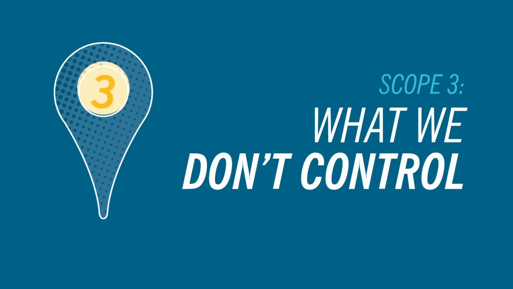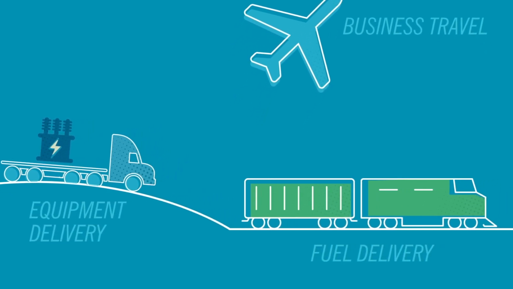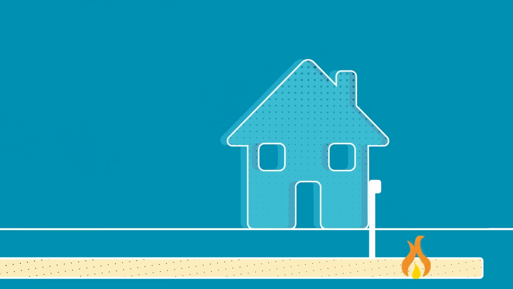And Scope 3, what we don't directly control. These are the indirect emissions from others, including energy our customers use.